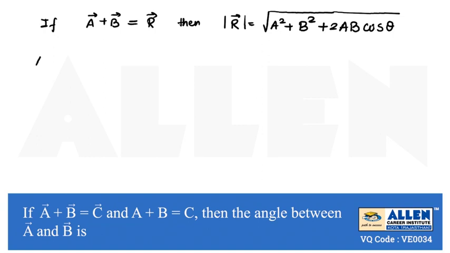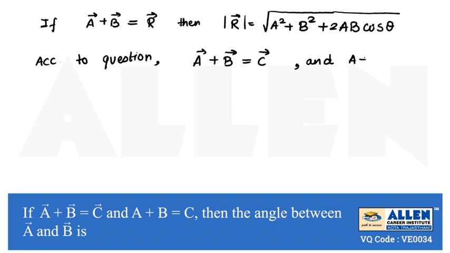So according to our question, we have been given a condition, that is a vector plus b vector equal to c vector, which means c vector is the resultant of a vector and b vector. It is also given in the question that a plus b, meaning the magnitude of a vector plus the magnitude of b vector, is equal to the magnitude of c vector.